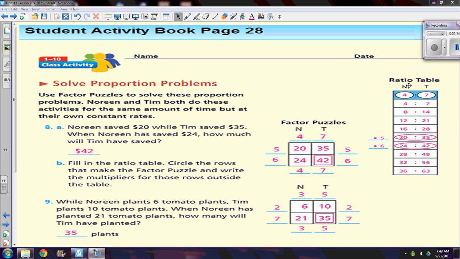So they circle that. And then if you look at Noreen's column, the next one is 24. Multiplied by 6. 4 times 6 is 24. And then 7 times 6 is 42. So there's your answer in there as well. And I guess really I thought before in the previous problem they actually boxed the 42 as well.